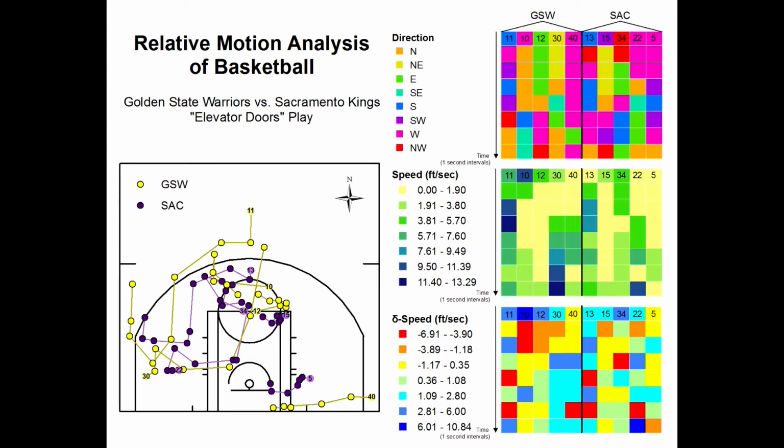And on the right, what you see are three charts that show the individual direction, speed, and acceleration of all of those basketball players. So each color represents a different direction or a different speed, and this is one way of visualizing or representing this information to a user group.